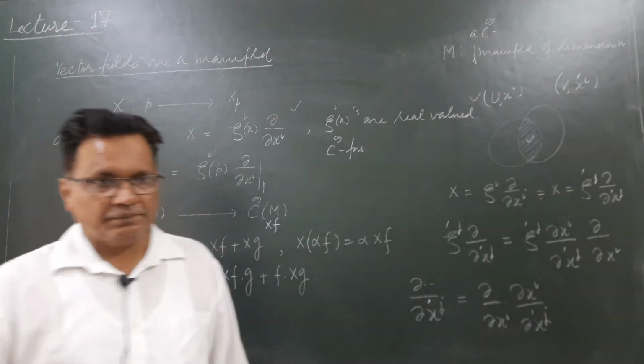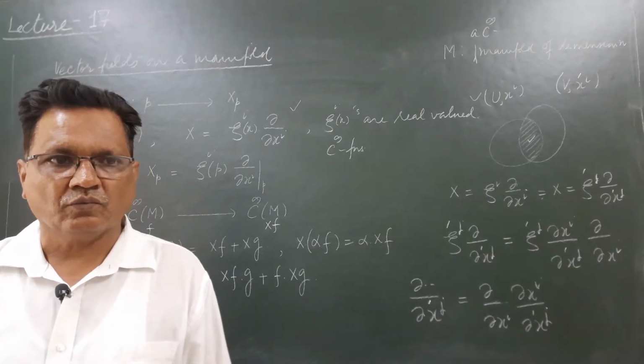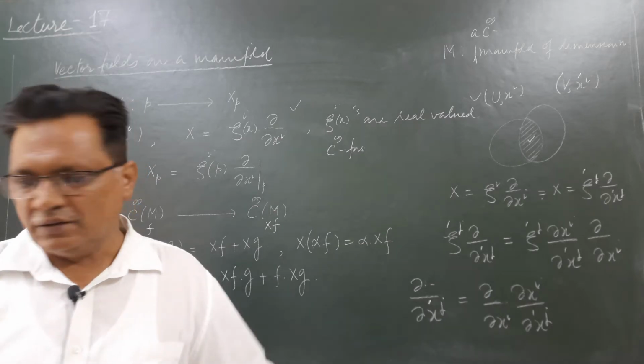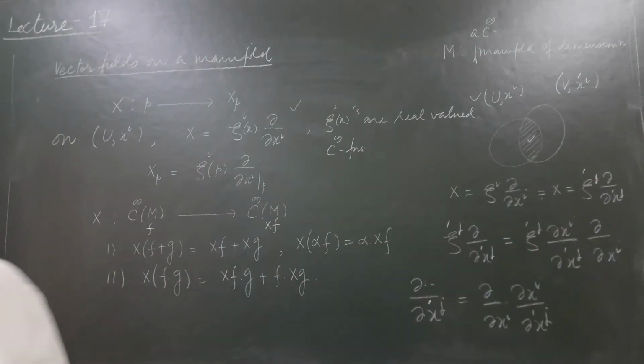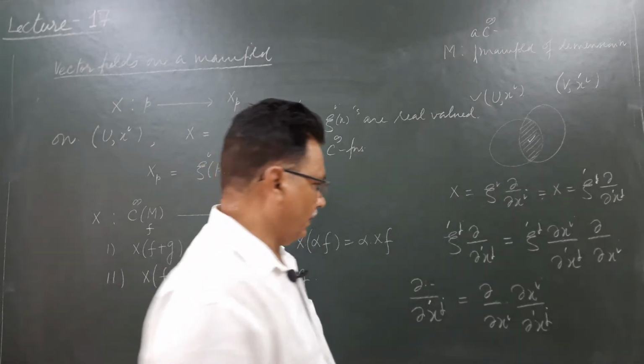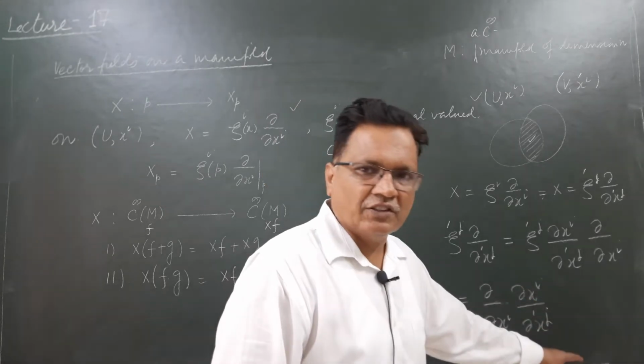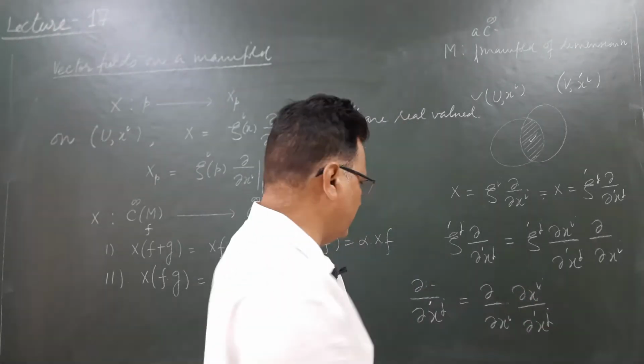Chain rule always exists for compositions of functions. Composite functions, yes. So x i is a function of x dash, so we can use the chain rule. We are differentiating with respect to x i, but x i itself is a function of x dash j, so I can apply the chain rule.